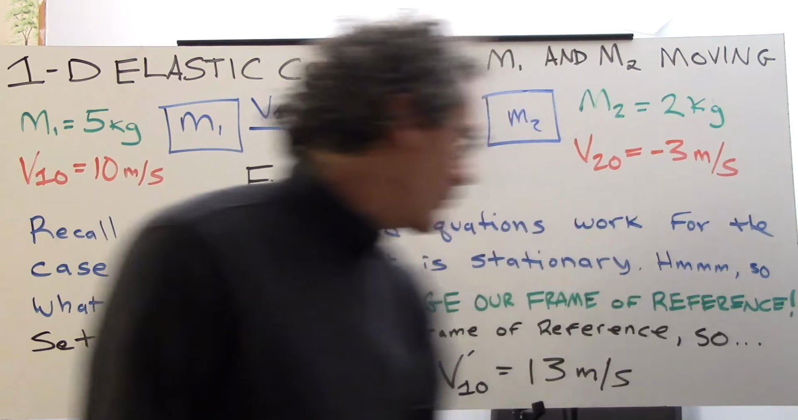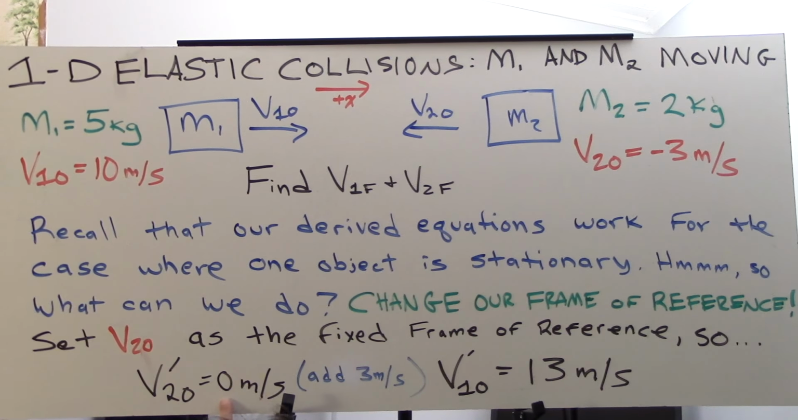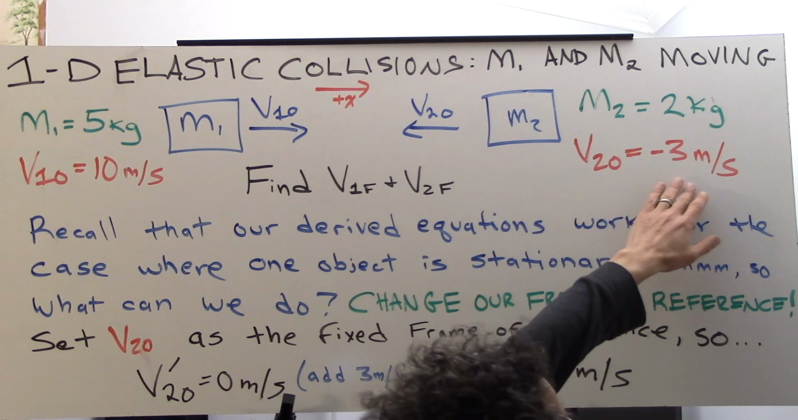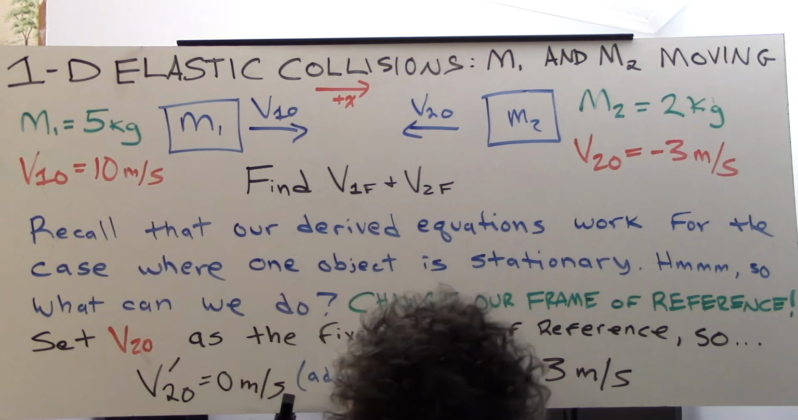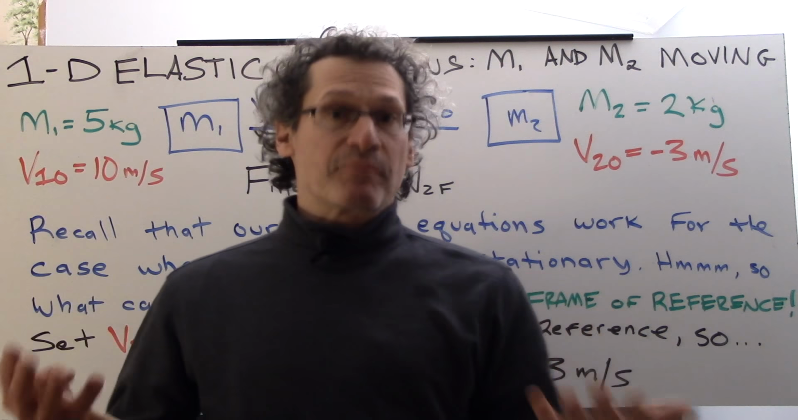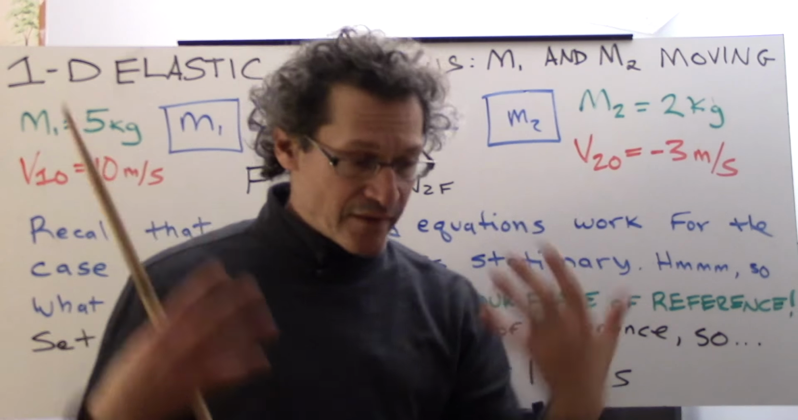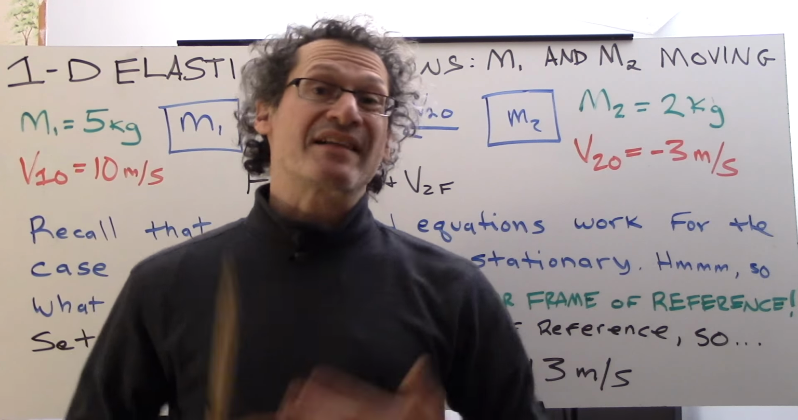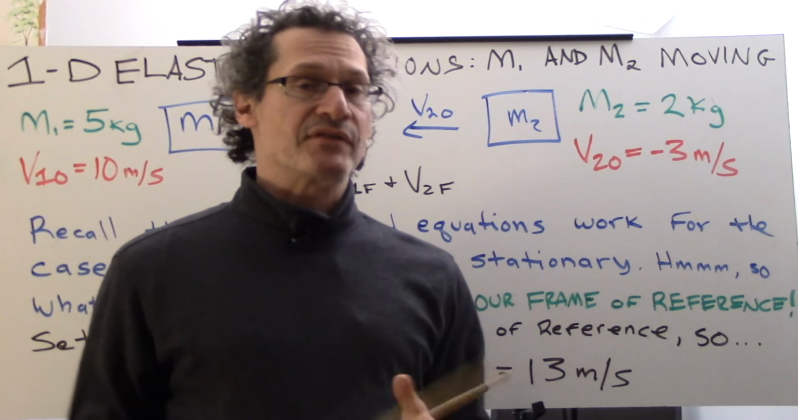All right, so here's what happens. In order to get this to be 0, we need to add 3 meters per second here. If we do it here, we also do it here for v1 naught. And so that means v1 naught prime becomes 13 meters per second. Notice that I put these little marks there. They look like apostrophes. It's called a prime mark. It's to distinguish the fact that we've shifted our frame of reference to something new, so that when we look at it, we realize that's not the Earth's frame of reference. That's the frame of reference now taken from being inside m2 as the stationary object.